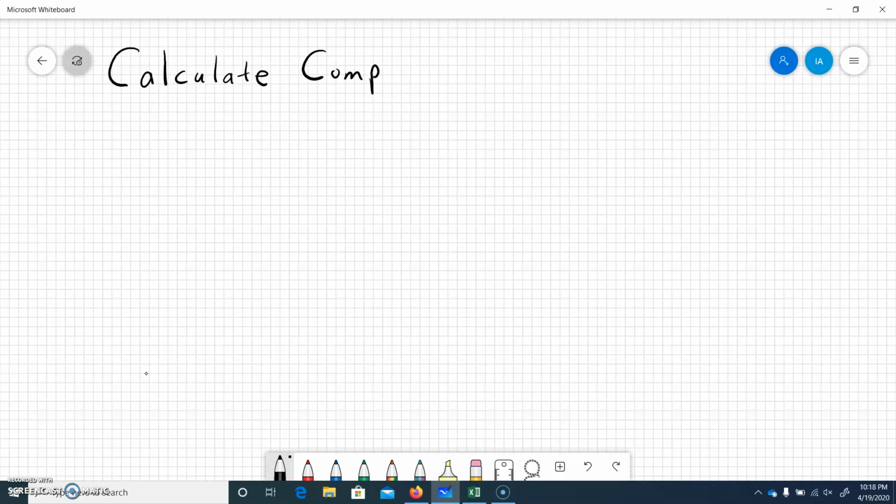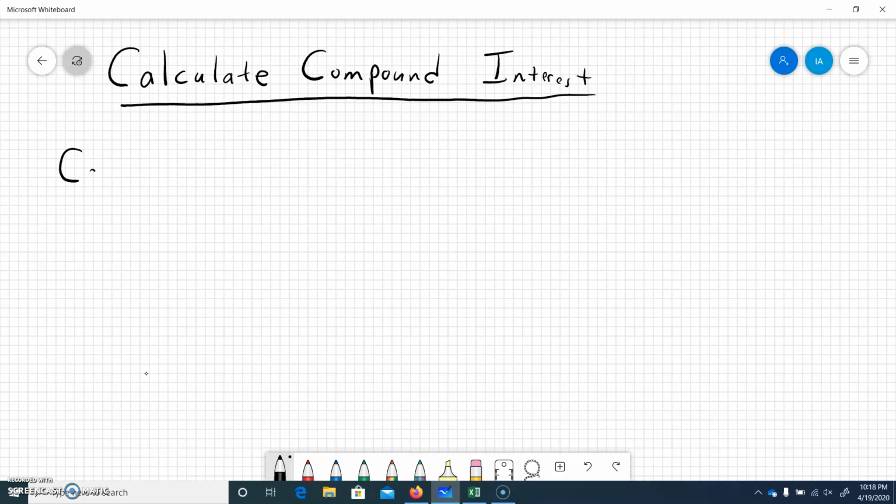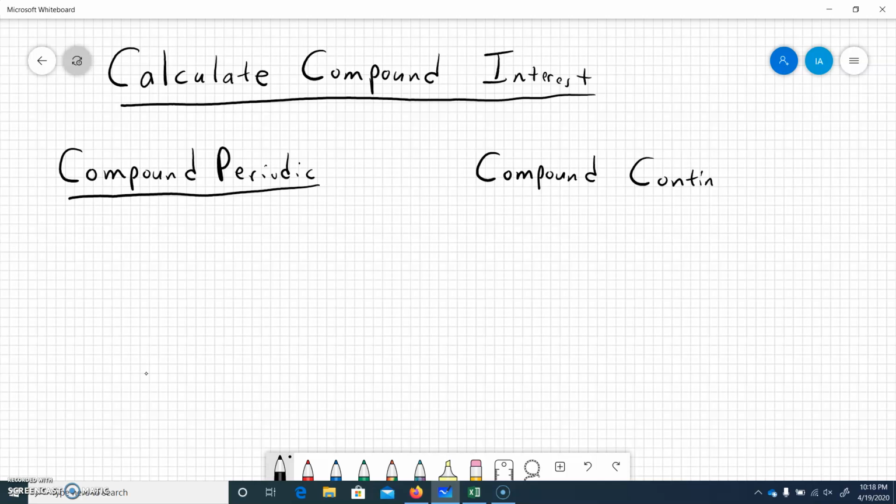Today we're going to talk about calculating compound interest. And we'll explain it as we go. But for compound interest, there's really two different formulas. There is compound, what I like to call periodic, and there is compound continuous. So I'm going to give you the formulas and what they all mean, and then we're going to look at them a little bit and work a couple problems eventually.